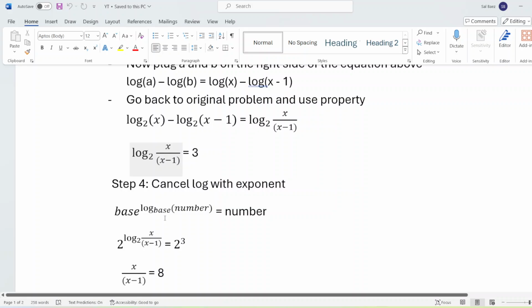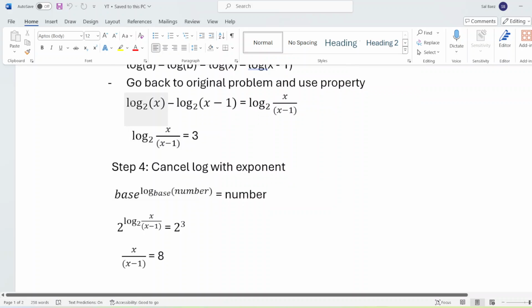So now what I would do is cancel the log, because we still have the log there. And again, our goal here is to get x by itself. So we have to get rid of the log somehow. So now I would cancel the log with an exponent.